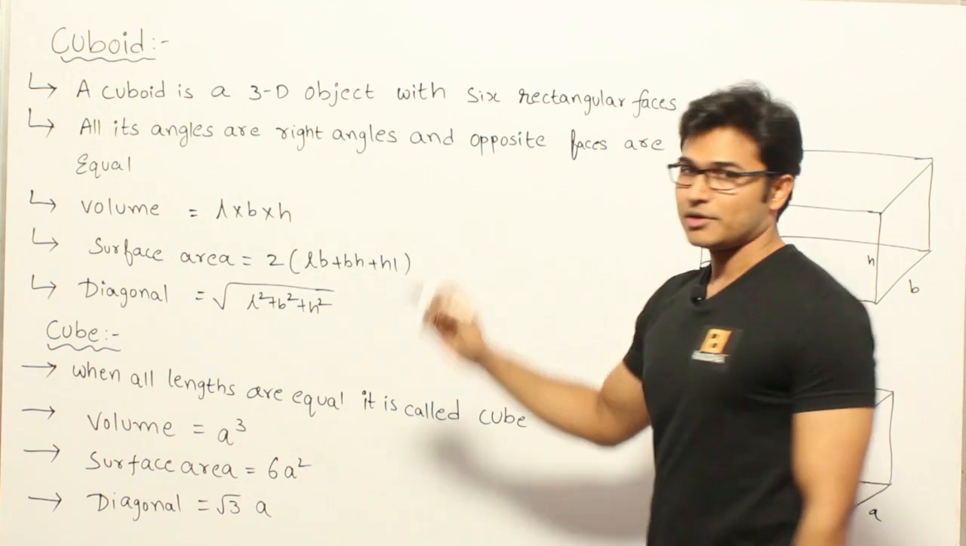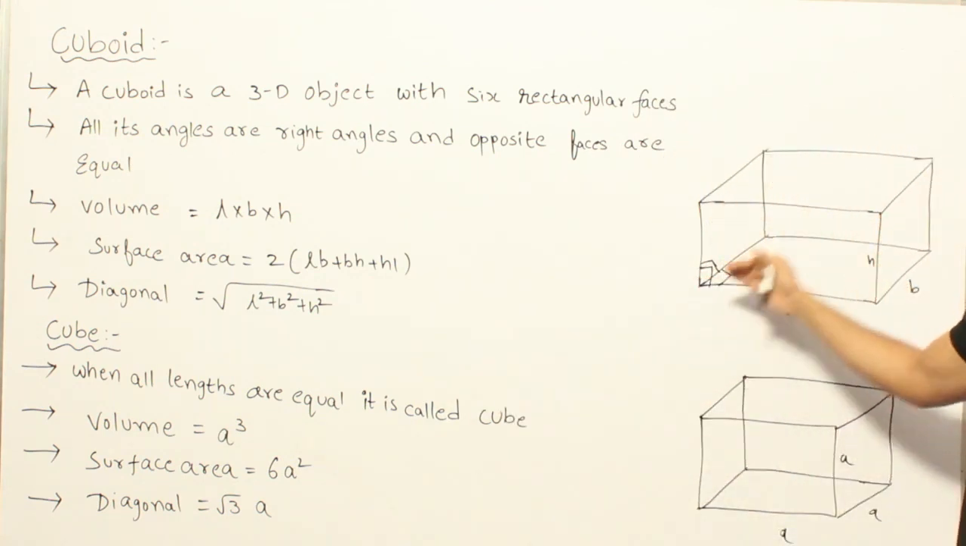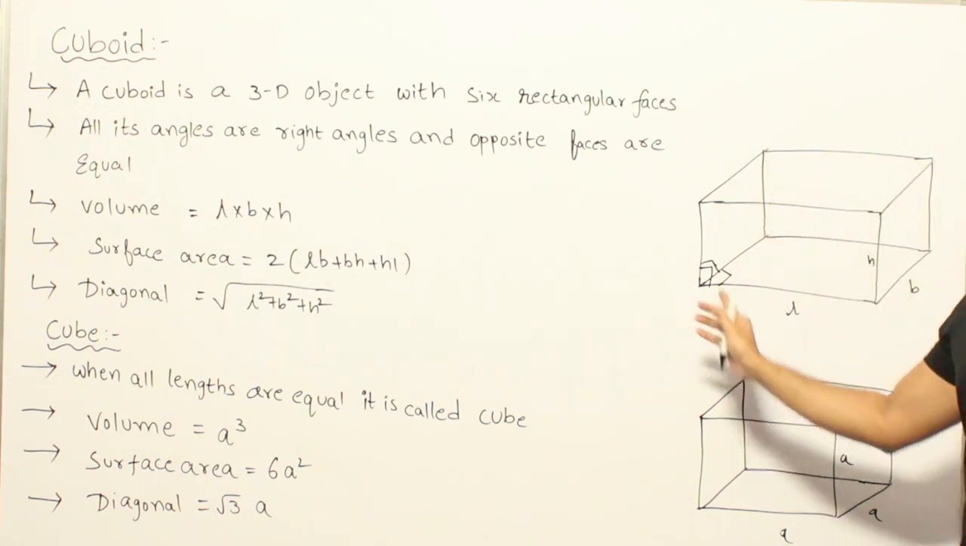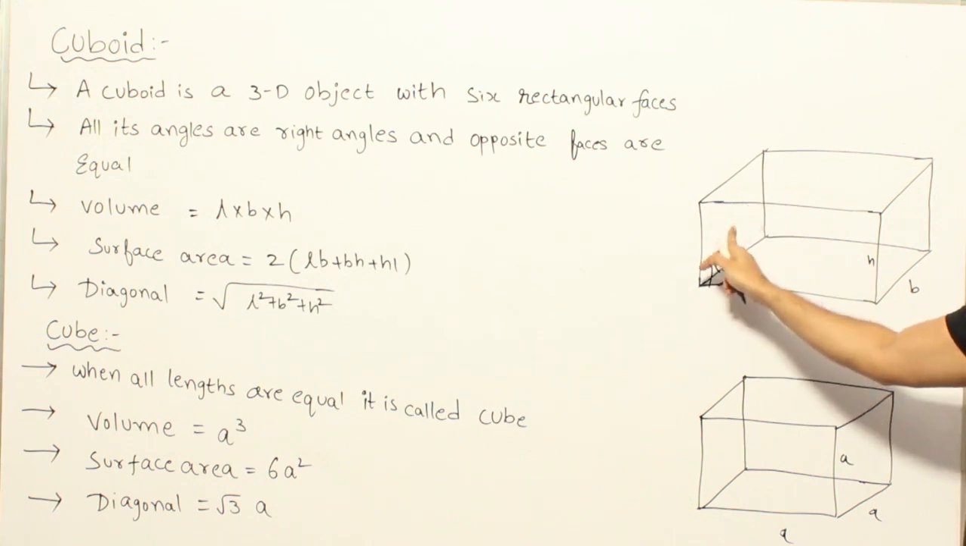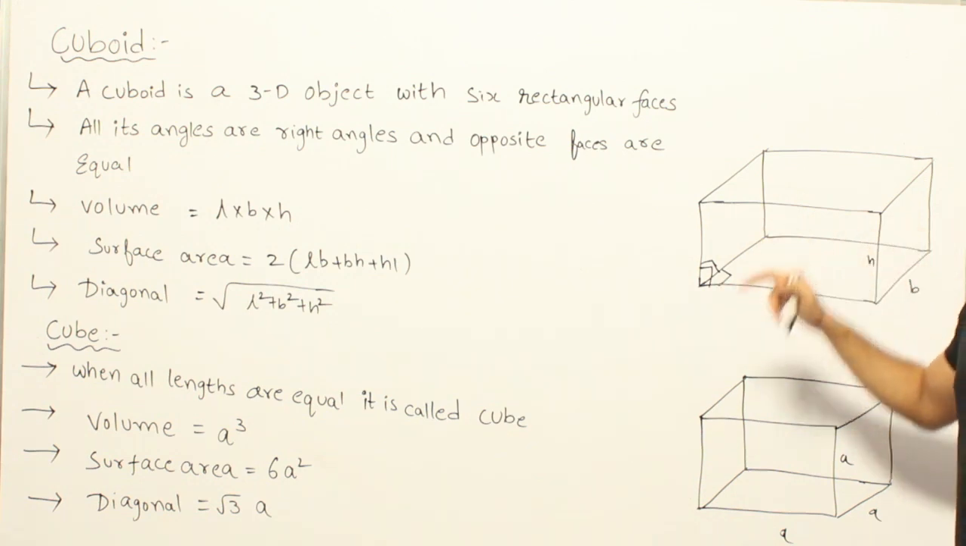And opposite faces are equal. If you take this face, and the opposite face is going to be behind it, these two faces are equal. Similarly, this face and this face are equal. And the top face and the bottom face are also equal.